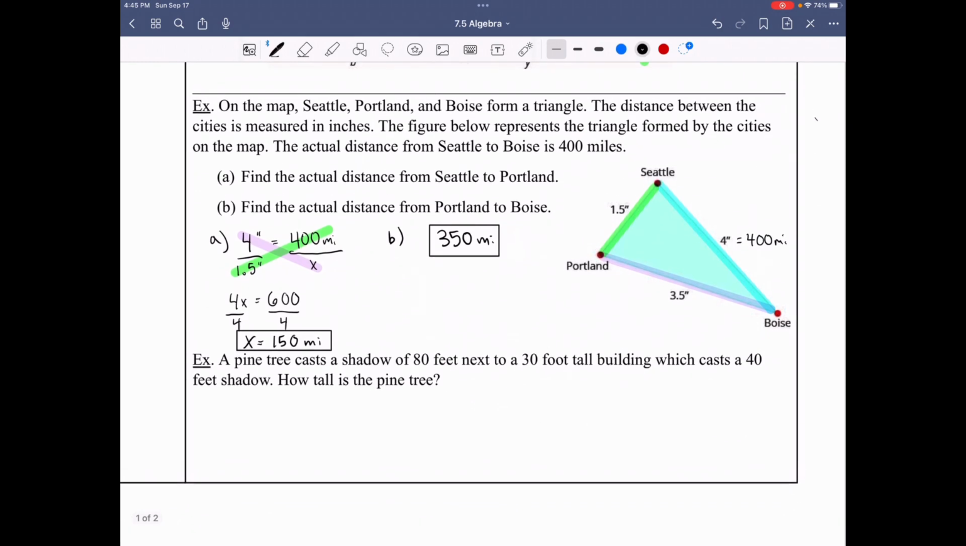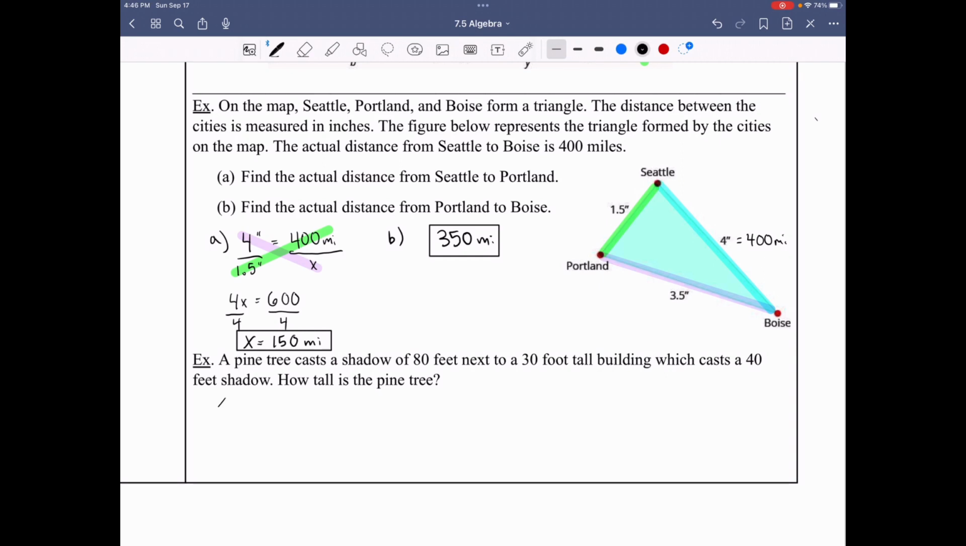This next example is something you might see on a standardized test because this kind of problem comes up a lot. A pine tree casts a shadow of 80 feet next to a 30-foot tall building which casts a 40-foot shadow. How tall is the pine tree?